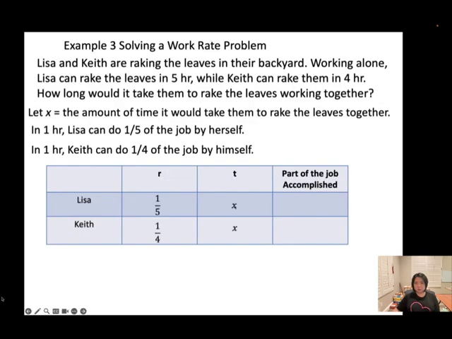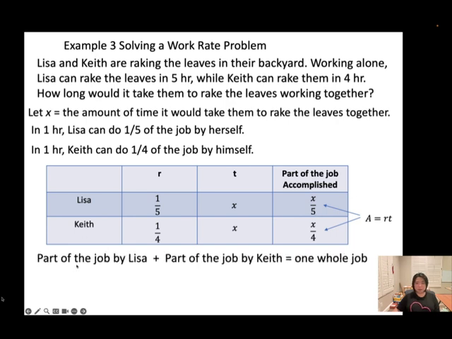So we're going to multiply together r times t equal to A. Same idea for Keith. Okay, right? This is the part of the job for Lisa, and the part of the job for Keith. These two parts, we apply the formula A equal to r times t. And then think about it, the part of the job by Lisa plus the part of the job by Keith will be equal to 1 whole job, okay? That will be equal to 1. So we're going to add up these two, and that will be equal to 1.